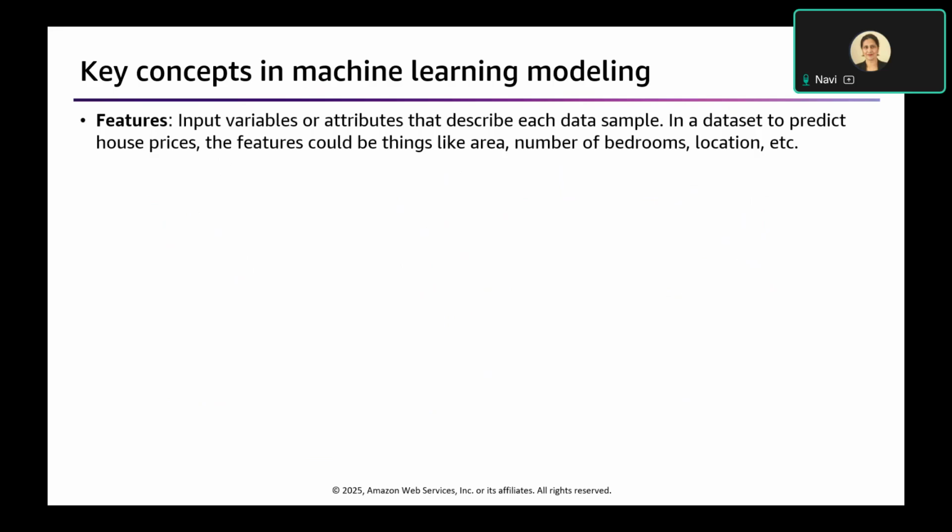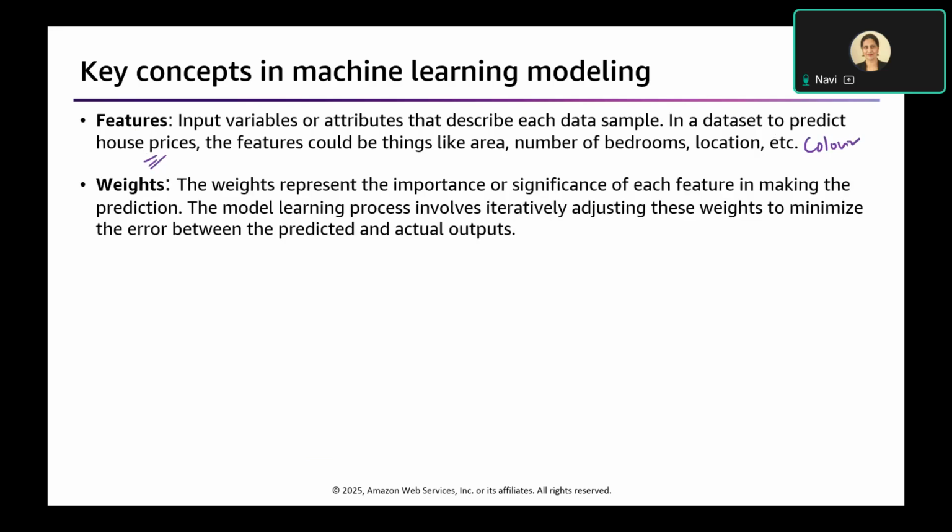So some of the key concepts you need to be aware of in machine learning modeling are features. Features are different pieces of information about each data sample. If we are talking about house price prediction, this task will need data like the size of the house, number of bedrooms, locations, maybe color of the house to predict the right price.